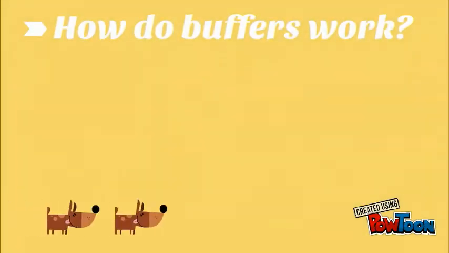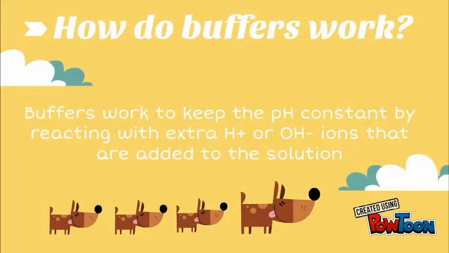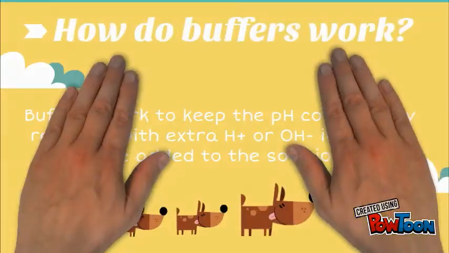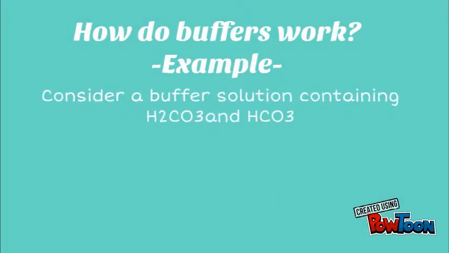How do buffers work? Buffers work to keep the pH constant by reacting with any extra hydronium or hydroxide ions that are added to the solution. Consider a buffer solution containing H2CO3 and HCO3.